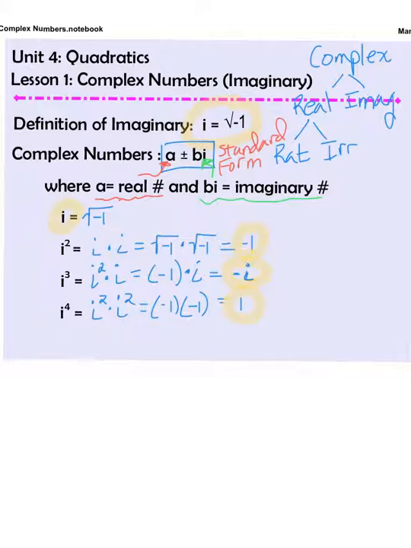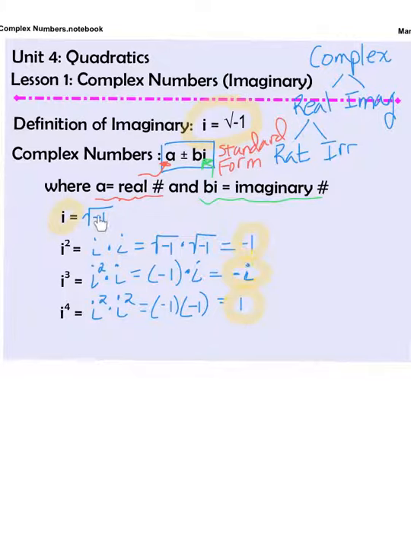So essentially, you're only going to have these 4 values for any of your i's. I mean, we can go all the way up to i to the 1,049th. It's going to be one of these 4 values. So it's either going to be i, negative 1, negative i, or 1.